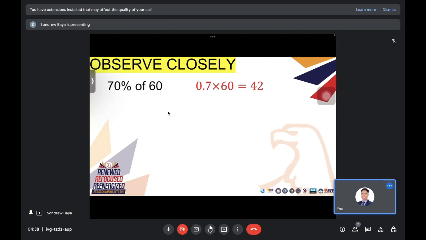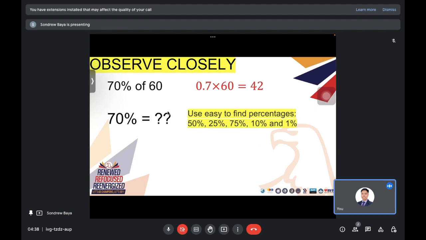And that is to break 70% into different parts. So when we say break it, we can find its composition using different operations. So you can use addition, subtraction, multiplication, and division. That means there are many possible ways of getting to 70%. One of which is using easy to find percentages, just like what we did a while ago. Percentages 50, 25, 75, 10, and 1. Because these 5 percentages are easy to find.